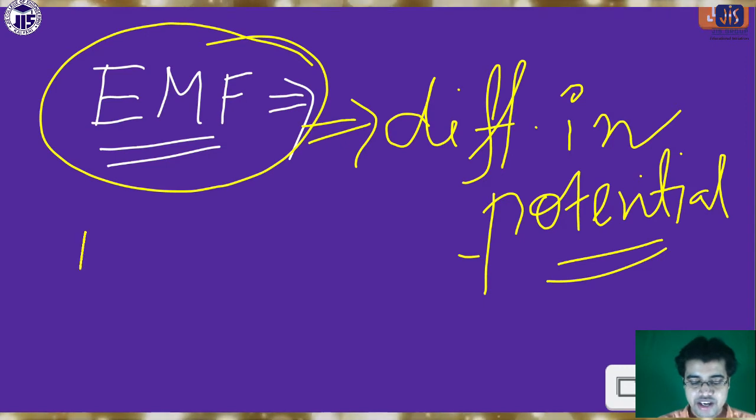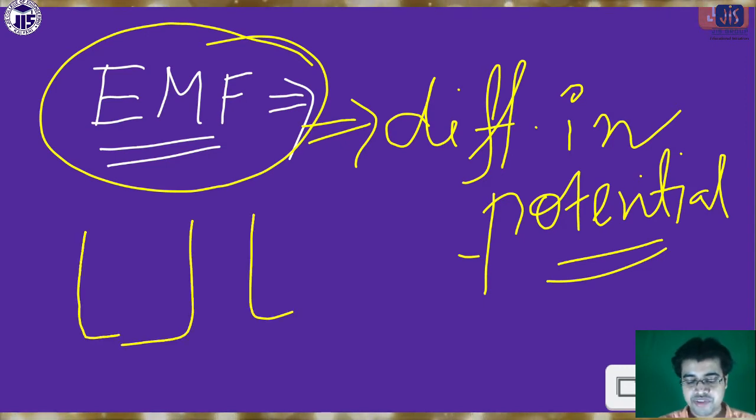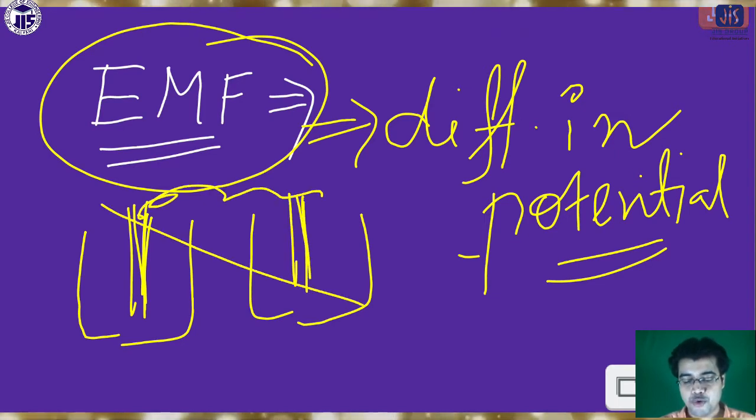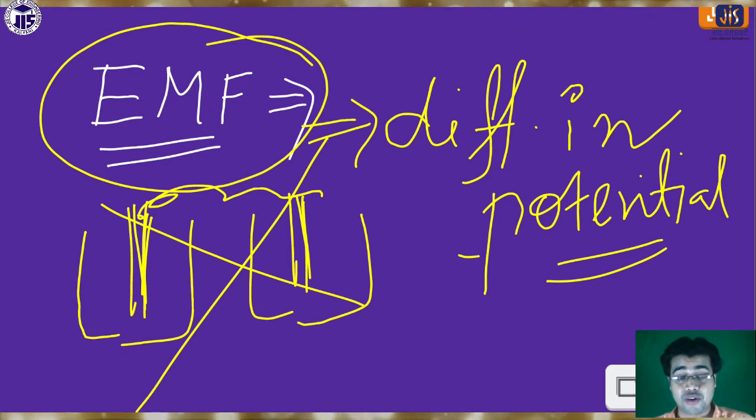That means if the two chambers are there but the potential of the two electrodes is the same, then there will be no electrons, no current will be generated, or no flowing of electrons will occur. There must be some difference of electrode potential between the two electrodes, only then can we get some flowing of electrons through the wire. So this is the EMF.